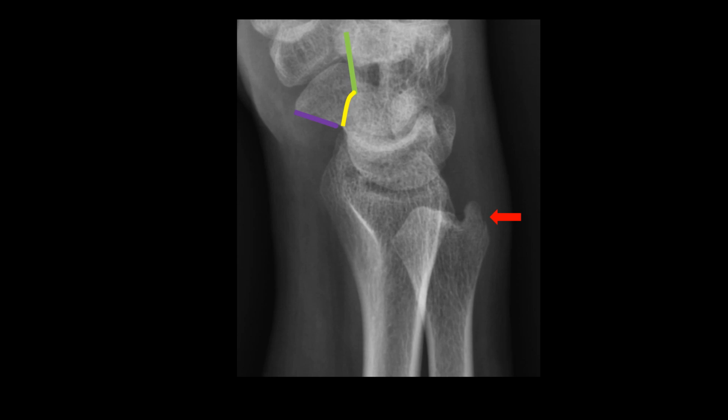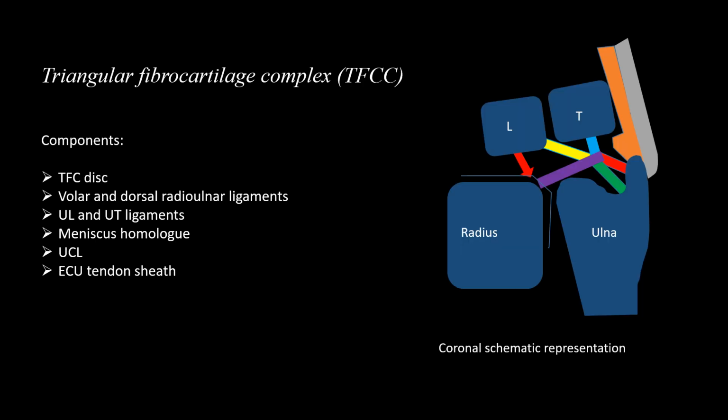However, we notice that there is a subtle step off at the base of the ulnar styloid process shown by the red arrow, concerning for a non-displaced ulnar styloid base fracture. Now, ulnar styloid base fractures are known to be associated with TFCC tears, and therefore we went ahead and did an MRI for this patient. Now, before interpreting our patient's MRI, let's have a look at the normal TFCC and its components.